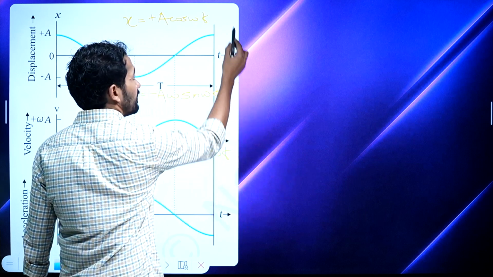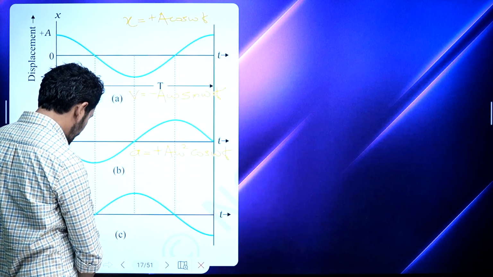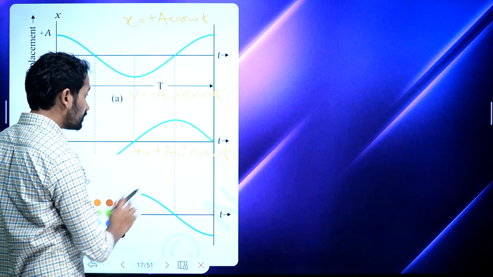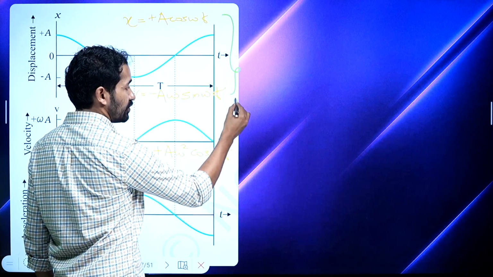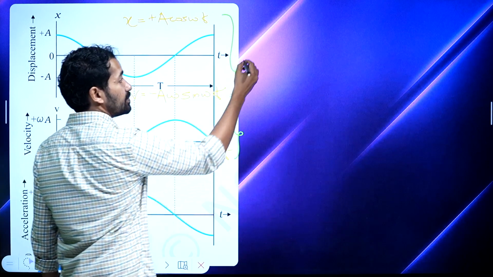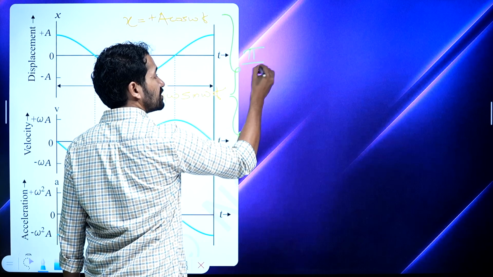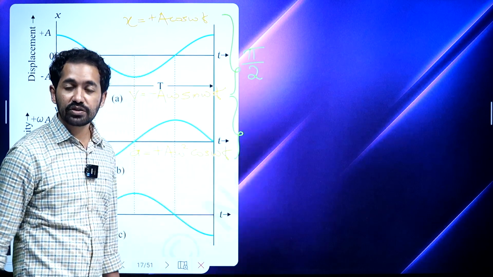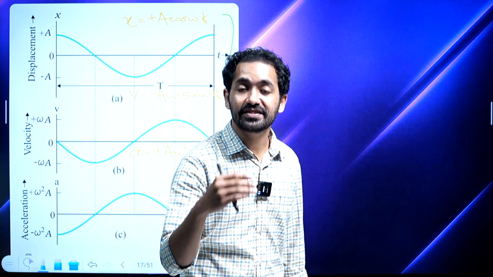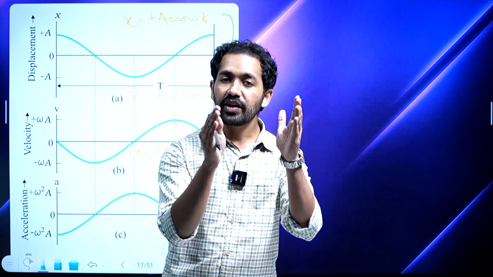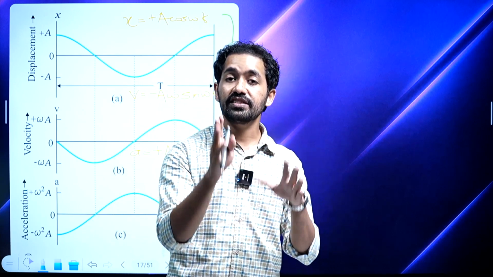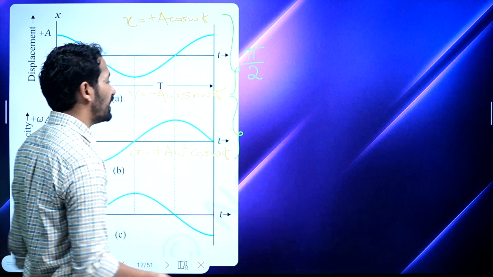What is the phase difference between the first equation and the second equation? Phase difference between displacement and velocity. Phase difference between displacement and velocity is pi by 2, because one is a cosine function and the other is a sine function. So from basic mathematics you know that the phase difference between a sine function and cosine function is 90 degree or pi by 2 radian.